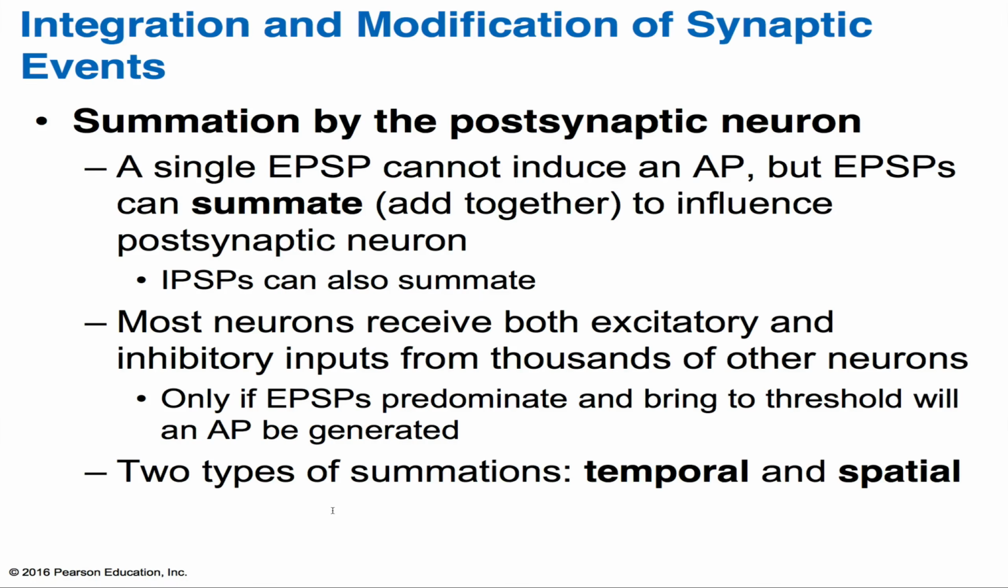An EPSP by itself is not able to induce an action potential in the postsynaptic neuron. But if thousands of excitatory axon terminals are firing on the same postsynaptic membrane, or if a small number of terminals are delivering impulses rapidly, the probability of reaching threshold depolarization increases greatly. So what this means is that the EPSPs have an ability to add together, or summate, to influence the activity of a postsynaptic neuron. Most neurons receive both excitatory and inhibitory inputs from thousands of other neurons, and only if the EPSPs predominate and bring it to threshold will an action potential be generated. And we have two types of summation: temporal and spatial summation, and we're going to take a look at both of these in the next few slides.